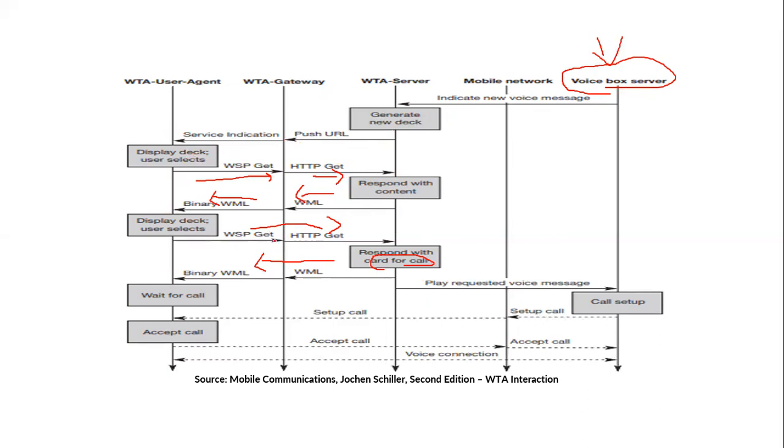Then that will go as a WSP get, and it will be converted to an HTTP get and reach the server. Now the server, for this particular request, will set up a call with the voice box server, and the client will wait for the call. The call will be established, the client will accept the call, and then the particular voice will reach the client. So this is how WTA interaction works.